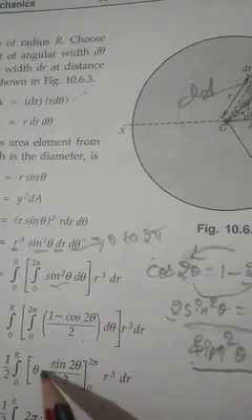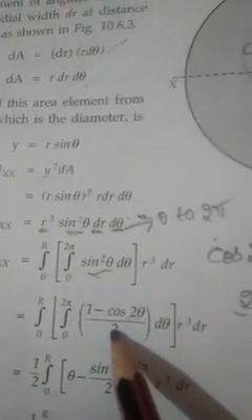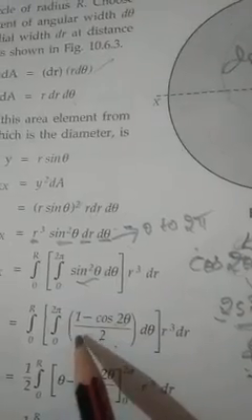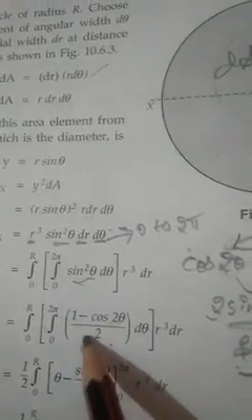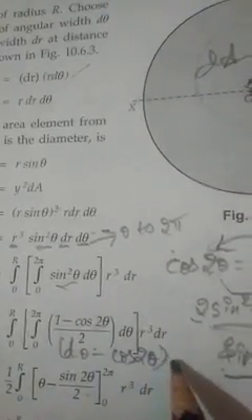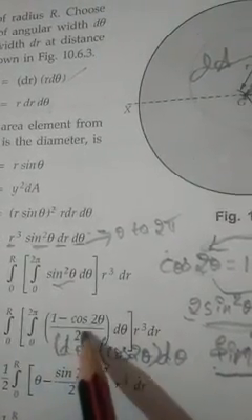Initially, what you have to do is, this denominator 2 is a constant, so you bring it outside. So it will become half, integration 0 to 2 pi, 1 minus cos 2 theta into d theta. If you multiply on both terms, you will get d theta minus cos 2 theta into d theta. So this is one term and this is the other term.